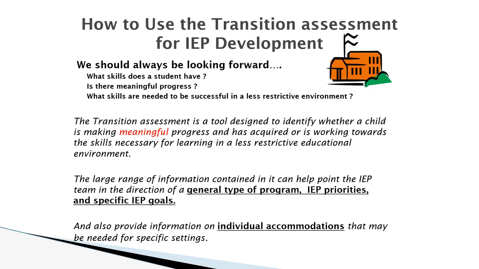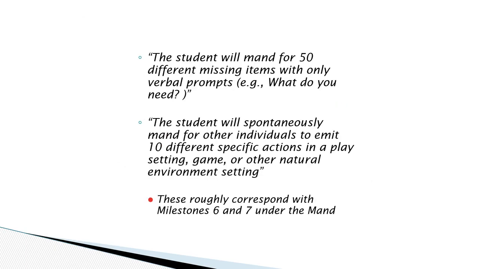Now that we have discussed the three main assessments, let's look at an example of an IEP goal recommendation found in the VB MAPP guidebook. Remember that specific goals can be found in the VB MAPP guidebook starting on page 147. The first goal reads, the student will mand for 50 different missing items with only verbal prompts. And the second goal is, the student will spontaneously mand for other individuals to omit 10 different specific actions in a place setting, game, or other natural environment setting.